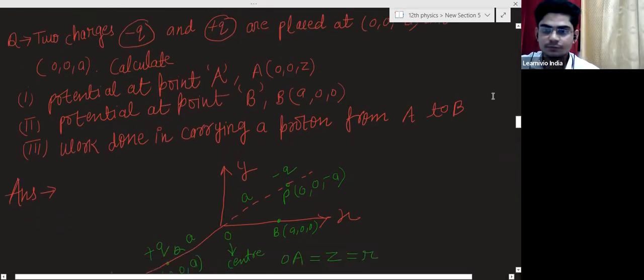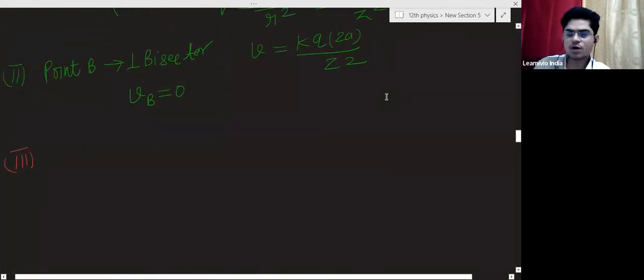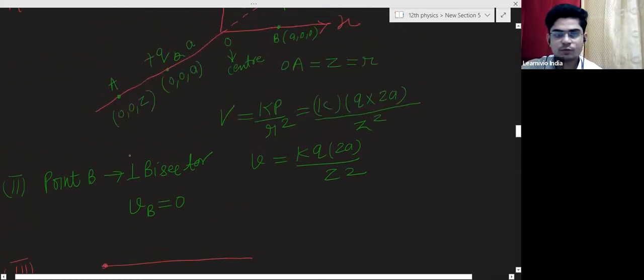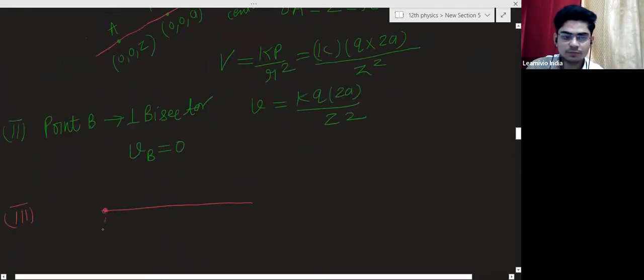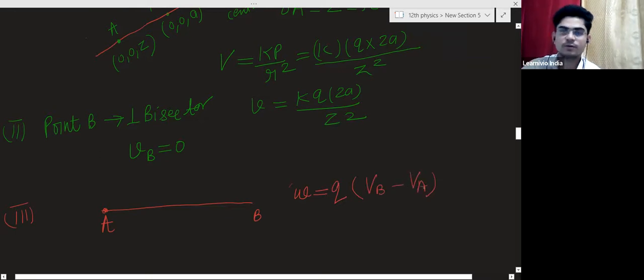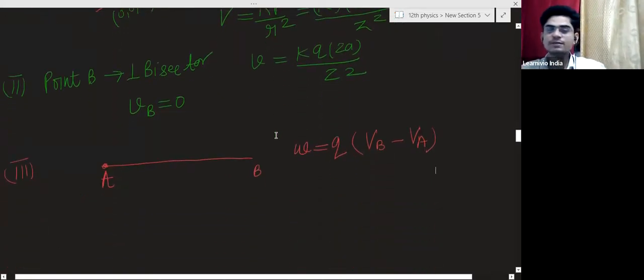So we are at the end of our lecture. So what is the formula of work done when we move from A to B? Work done can be calculated as charge into potential difference, VB minus VA. We will calculate the work done like this. Okay, have you understood, guys?